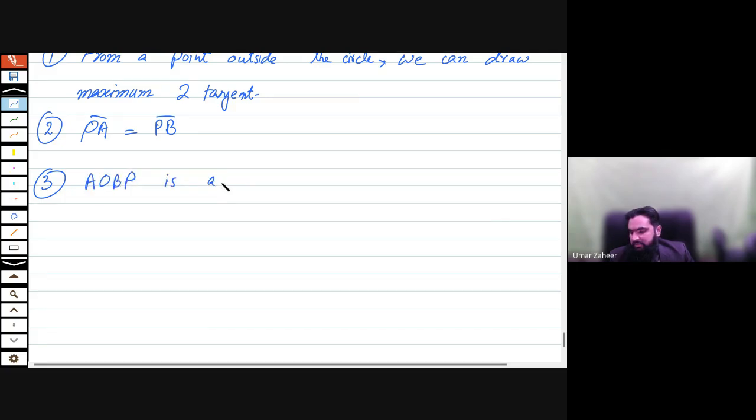And obviously, it is not a simple quadrilateral. It is a special or important one. How is it special? Because the first property of this one is that it is a cyclic quadrilateral.